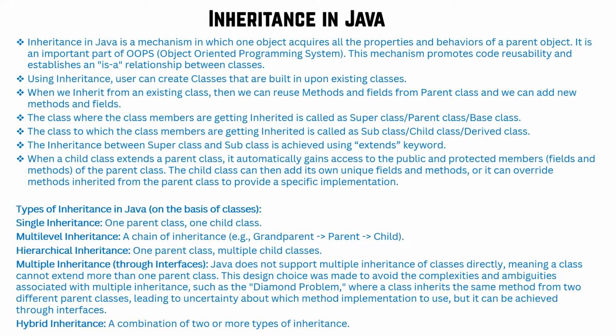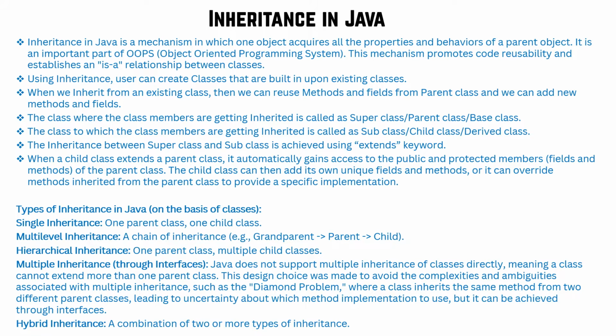When a user inherits from an existing class, they can reuse methods and fields. A field is nothing but a variable from the parent class, and they can add new methods and fields in the child class as well. The class from where the class members are inherited is called the superclass, base class, or parent class, and the class to which they are inherited is called the subclass, derived class, or child class.